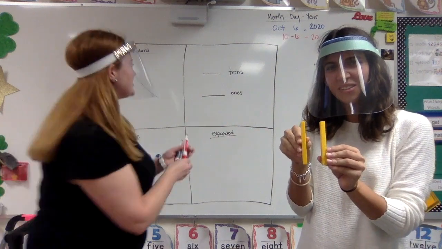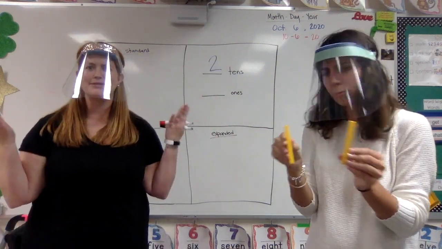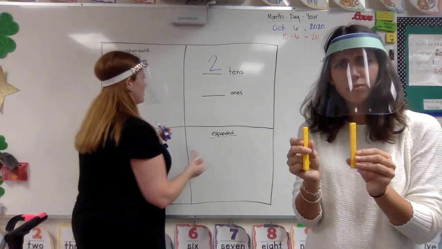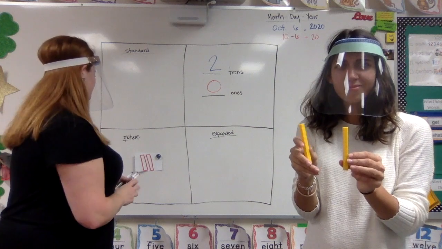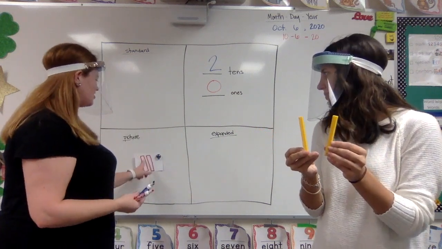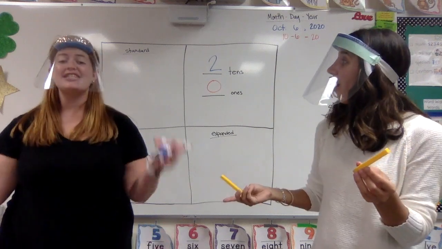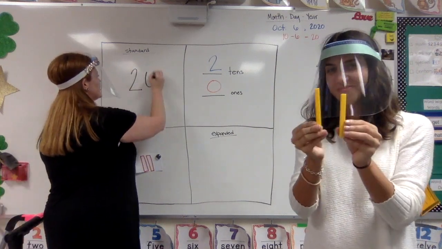It's 2 tens. There are 2 tens. And there are 0 ones. So I'm going to put a 0 there because there are 0 ones. Well, if I was counting this number, I would say 10, 20. The standard form of this number is 20.